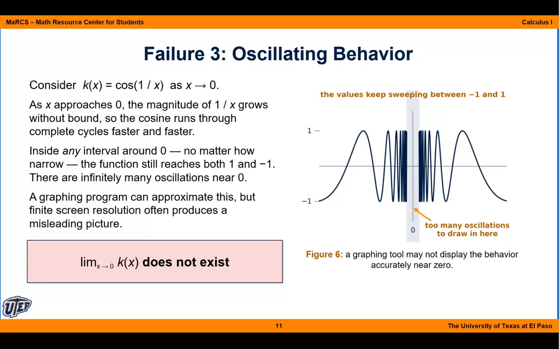Our third type of failure is oscillating behavior. Consider the cosine function shown on the slide as x approaches 0. As x gets closer to 0, the magnitude of the expression inside the cosine grows without bound. As a result, the function passes through complete cycles faster and faster. The outputs continue moving between -1 and +1. No matter how small an interval we choose around 0, the function still reaches values at both extremes. In fact, infinitely many oscillations occur within every interval containing 0. Because the function never settles near one number, the limit does not exist.